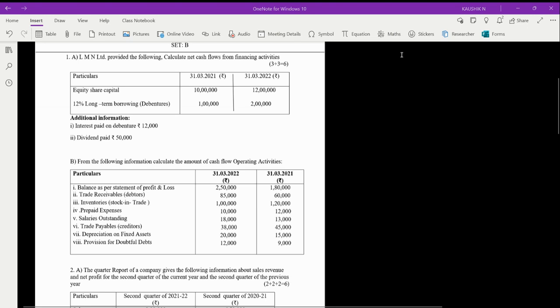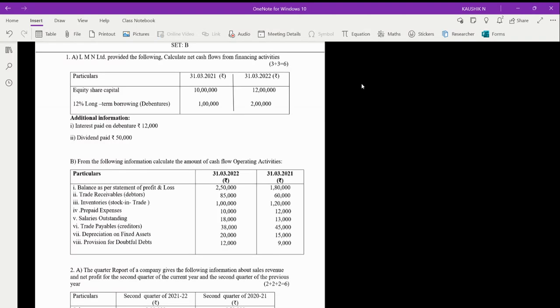Okay, so the last set, set B, we are going to discuss now. Cash flow from financing activity they are asked to calculate. They have said that there is a company called LMN Limited who has provided the following information to us. From the information, calculate the net cash flow from financing activity.